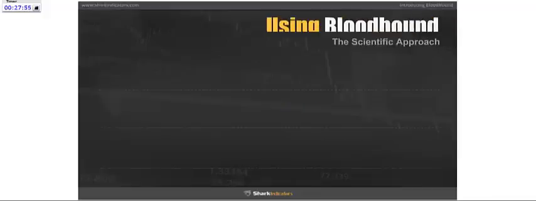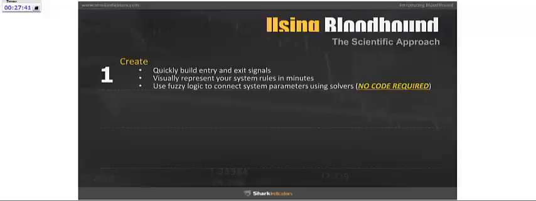So let's discuss using Bloodhound for the scientific method. We talked about creating, testing, and applying, the application of building strategies. The first thing we want to address is creating the strategies. Within Bloodhound, we can build the entry and exit signals in literally minutes. If you have a rule, if this indicator is doing this and that indicator is doing that, or this time frame and this chart type, you can write it down on a piece of paper, you can build it. And you don't have to write any code.